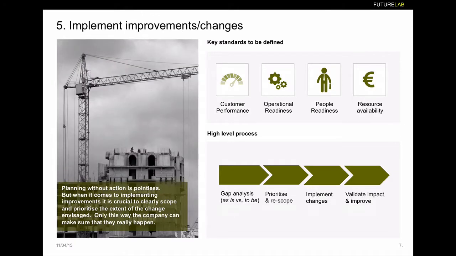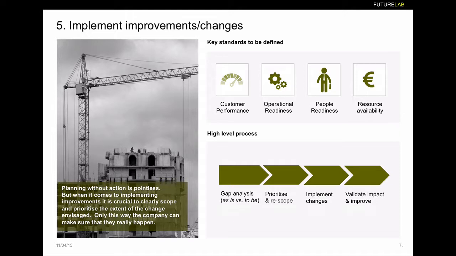Which then gets us to the 5th element, which is actually then moving to action. Because everything we've done to date is just describing what the business should be doing. The business isn't doing anything yet. Now, this is where it's crucial to clearly scope and prioritize again the changes that need to happen.